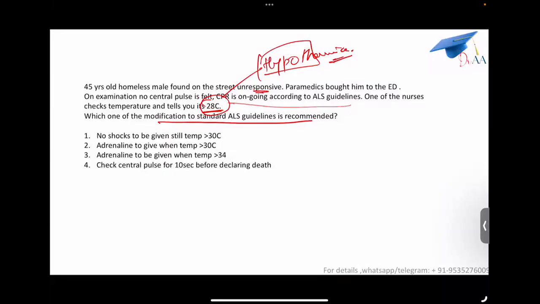Option 2 is the correct one: adrenaline to be given when the temperature is more than 30 degrees Celsius. Adrenaline is given at double the interval if the temperature is between 30 and 34 degrees Celsius. Adrenaline is given at regular intervals with the regular dose when the temperature is more than 34 degrees Celsius.